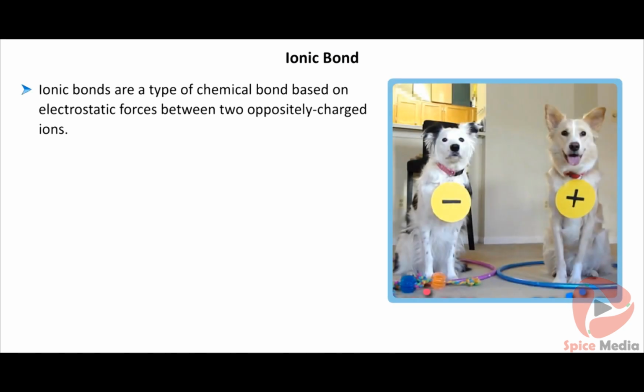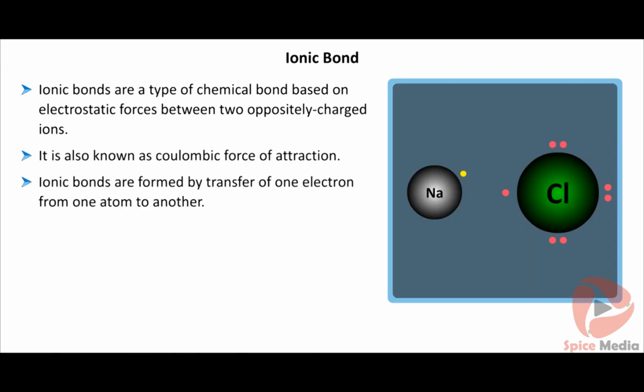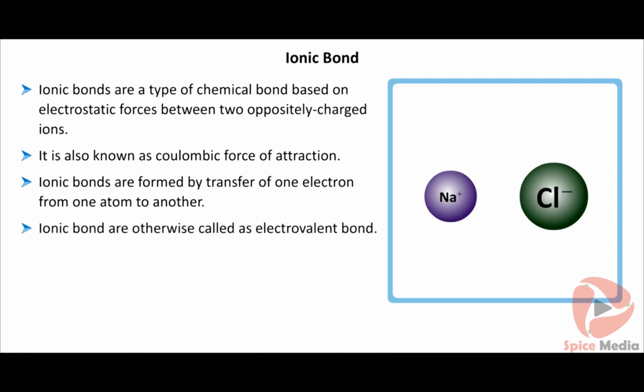Ionic bonds are a type of chemical bond based on electrostatic forces between two oppositely charged ions. It is also known as Coulombic force of attraction. Ionic bonds are formed by transfer of one electron from one atom to another. Ionic bonds are otherwise called electrovalent bonds.